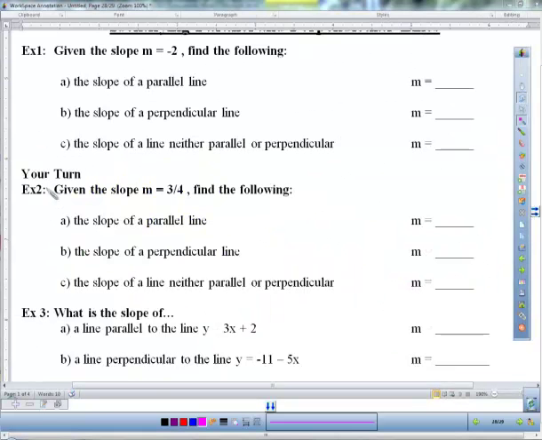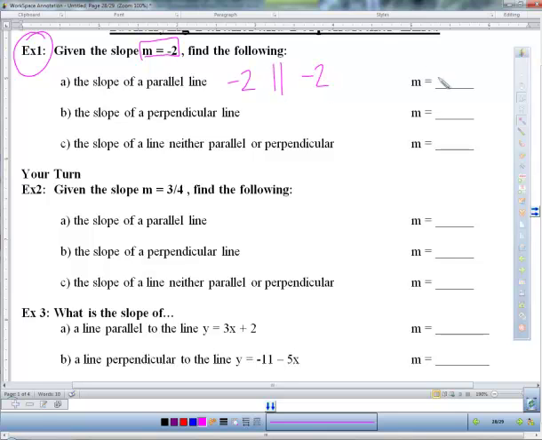Now let's take a look at some of these questions. We're going to do example 1 together, and then you're going to do these questions down here. So given the slope m is -2, find the following. So the slope of a parallel line. Well, if it's parallel, then it has the same slope. So the way that I like to write this is -2 is parallel to -2. So my slope is -2.